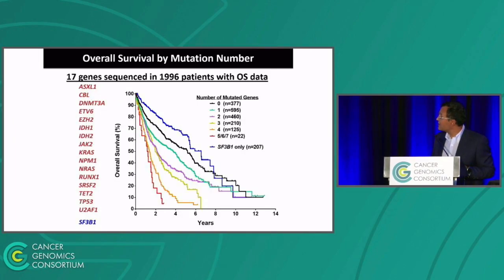This is perhaps an easier way to look at that data. This is looking at the number of genes mutated in this particular disorder. So in blue, you see the patients with SF3B1, that is the only one that is good.